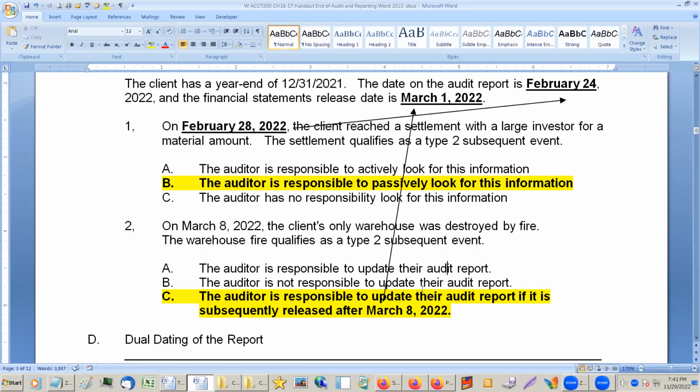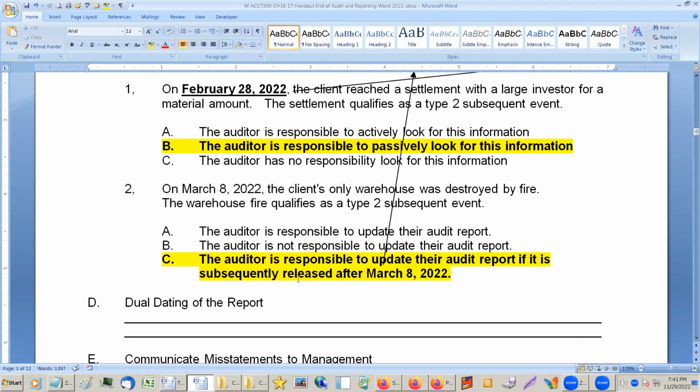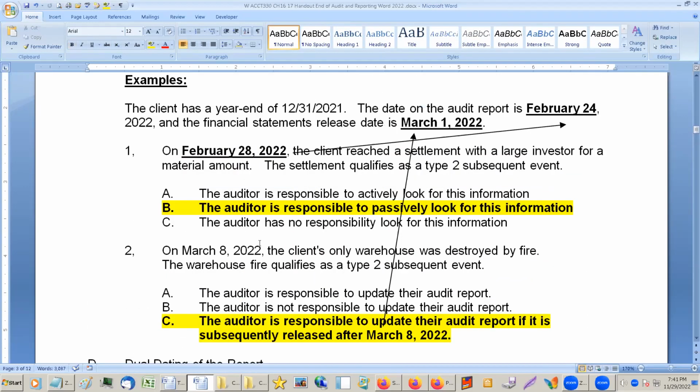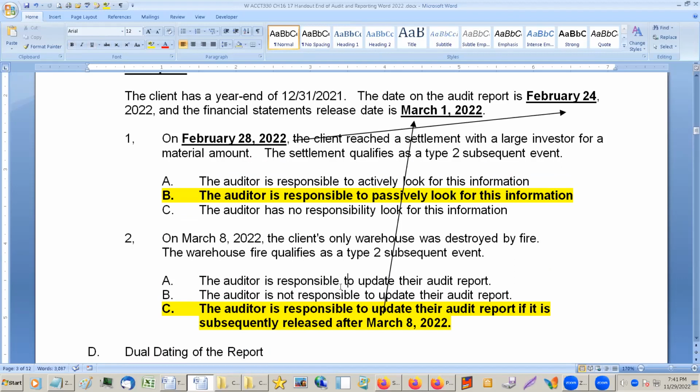Yeah, so this is March 8th. This is after the date. Now, if it is released subsequent to it, you'll put it in there. But generally, you're not going to change your audit report, the issue date of March 1st. This happened a week later.